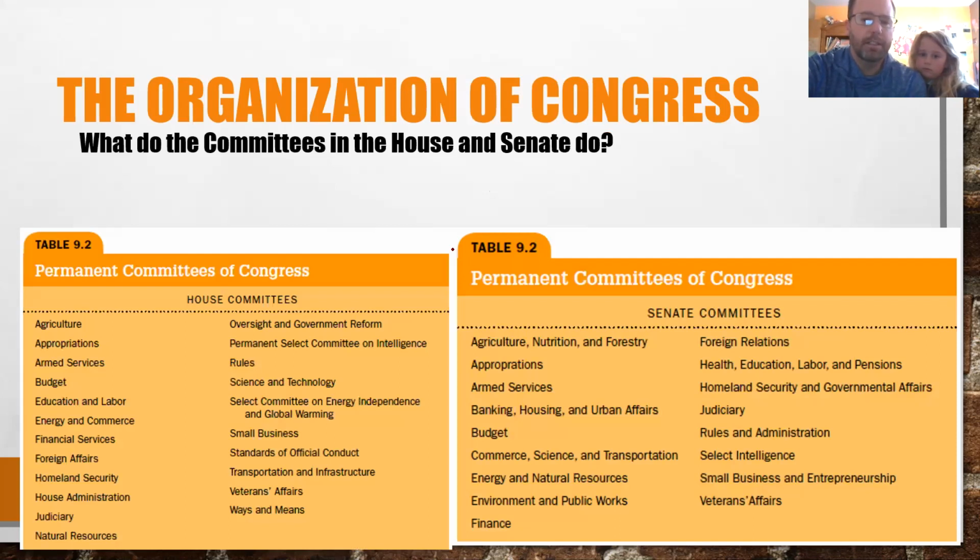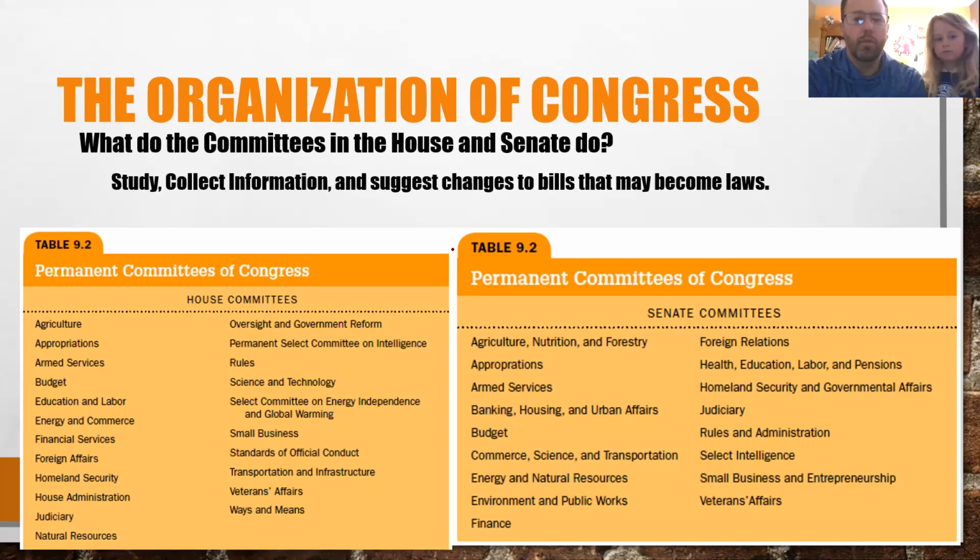All right, when you are elected to Congress, you are put into a committee. So these committees are ultimately going to be looking at ideas that might become a law.